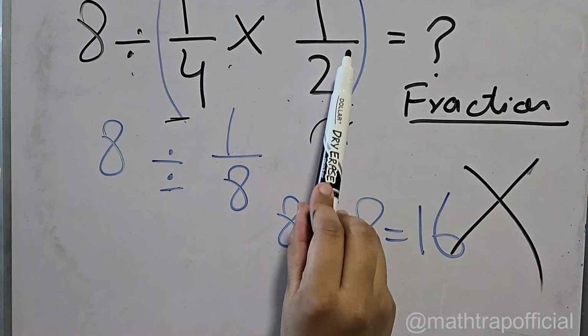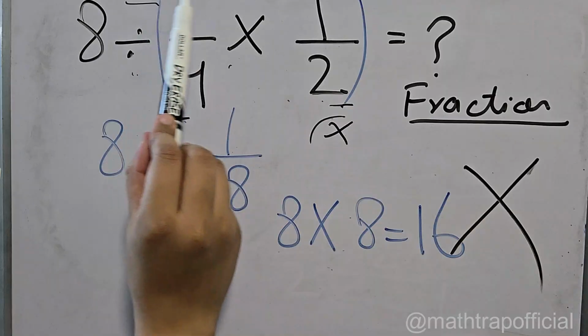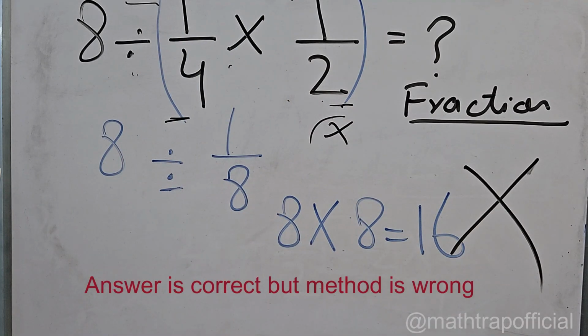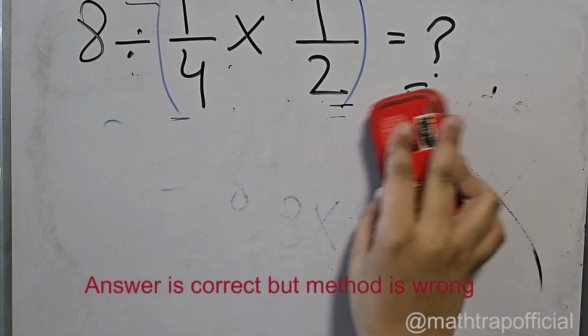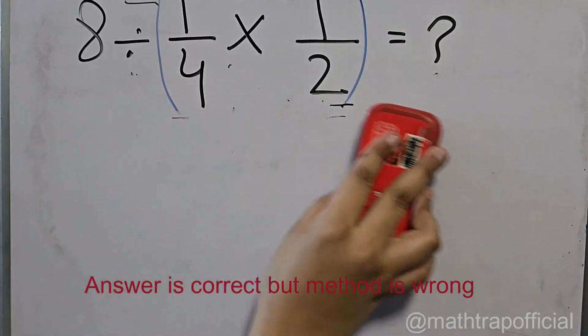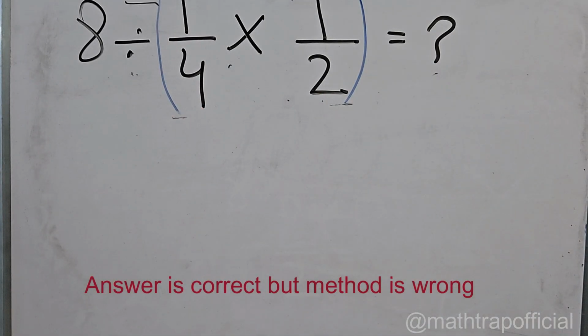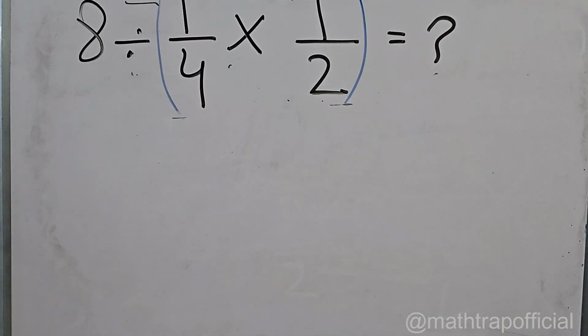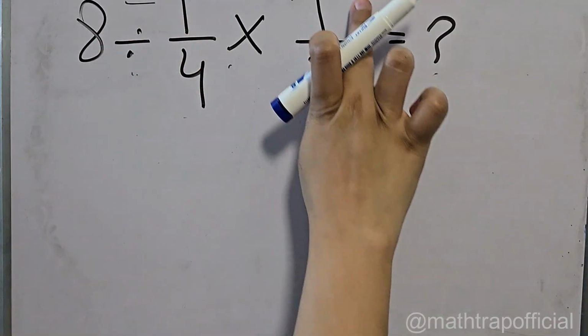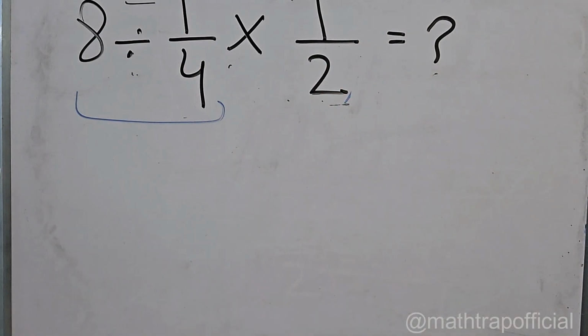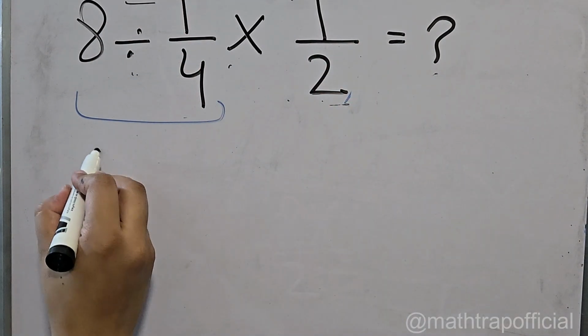You have to see the operators in the equation. There are division and multiplication operators. After that you can see the fraction. Division and multiplication in mathematics have the same priority, so you have to follow the left to right rule instead of solving the fraction first.